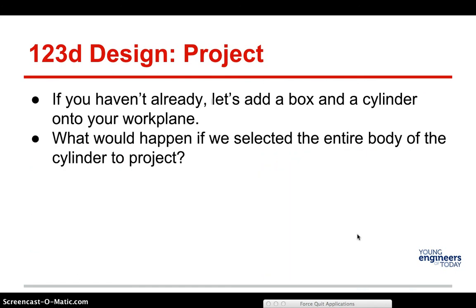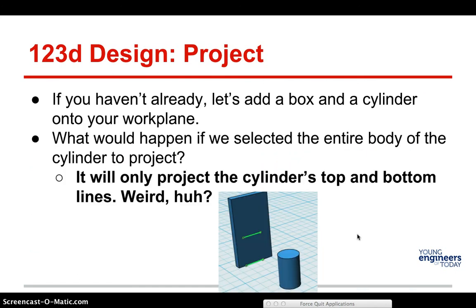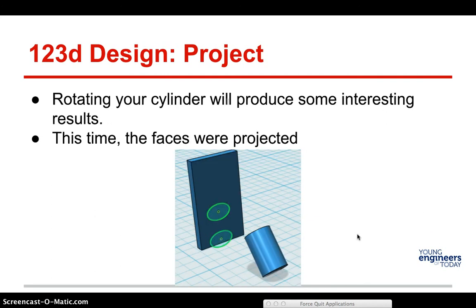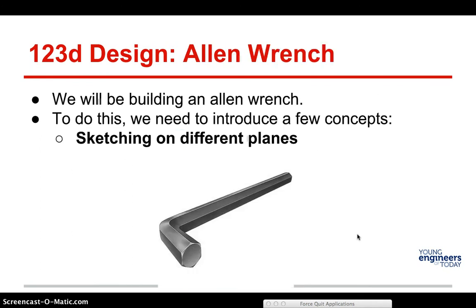So if I actually want to change the angle of the cylinder, it will create a different shadow, and let's change a few things. If you select an entire body or a face, you can get multiple lines, as you can see in this image. And this is what happens when I change the angle.